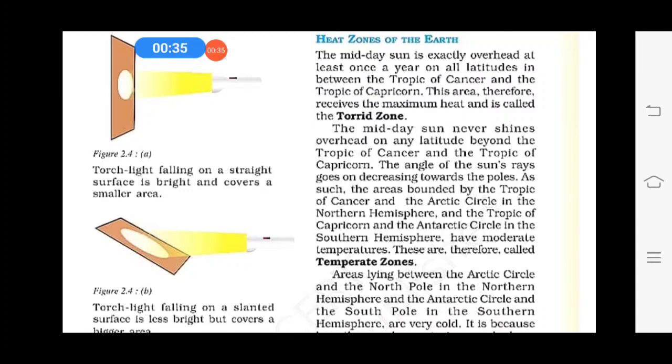Next, move to temperate zone. Temperate means moderate, that is neither very hot nor very cold. The region between Tropic of Cancer and Arctic Circle in the northern hemisphere and the region between Tropic of Capricorn and Antarctic Circle in southern hemisphere are the temperate zone. In these zones, the midday sun never shines overhead on any latitude. The angle of the sun's rays goes on decreasing towards the poles. That's why these zones have moderate temperature and this zone is called temperate zone.